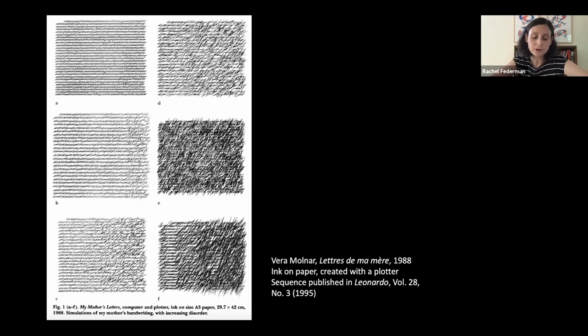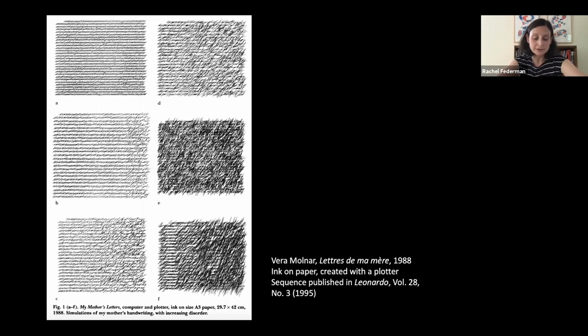In a striking body of work that she began in the 1980s, Molnar sought to reconcile her classical impulses with simulations of her late mother's erratic handwriting in a series called Letters from My Mother. She observed that her mother's handwriting grew more chaotic both within individual letters and across time as she aged and became ill. And here you can see a series of trials in which the simulated handwriting of her mother, using the computer to simulate it, becomes more and more disordered both within each drawing and from one composition to the next.